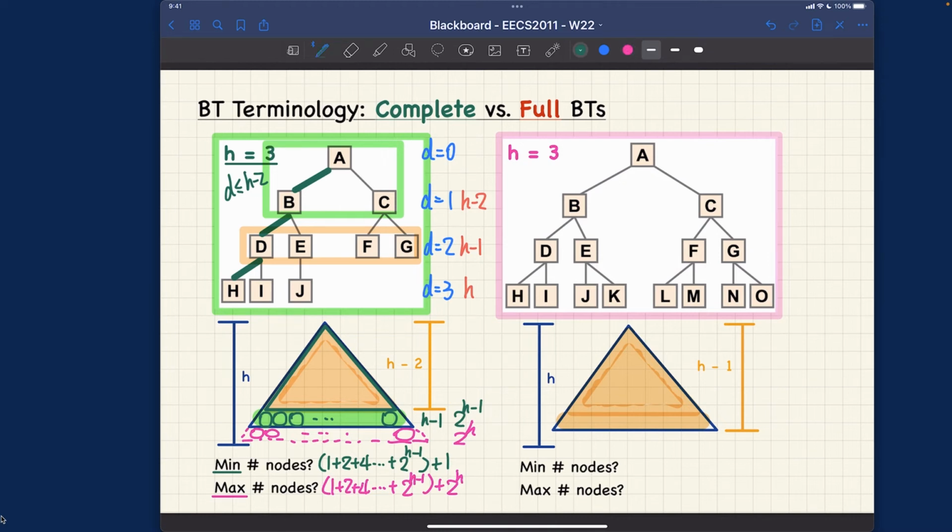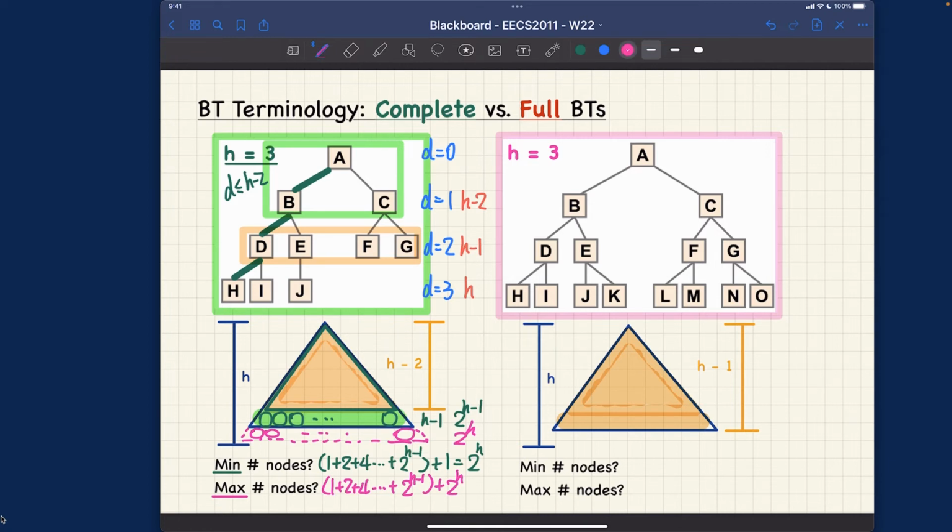For this one over here, what will be the series? It's going to be a geometric sequence. How many terms do we have? 2 to the power 0 all the way to h minus 1. We got h terms. So that'll be 2 to the power of h, then minus 1 and plus 1. We got exactly 2 to the power of h.